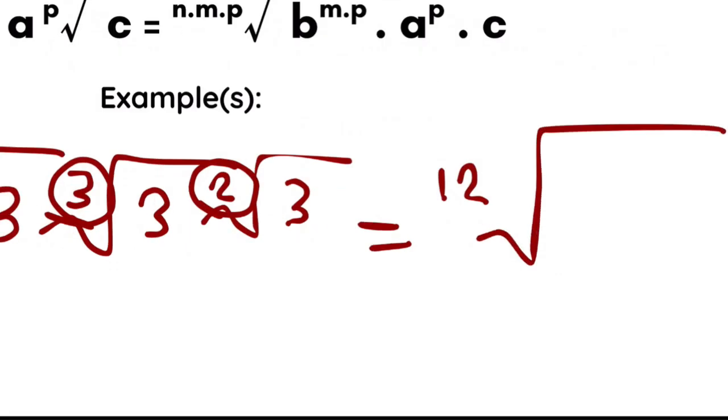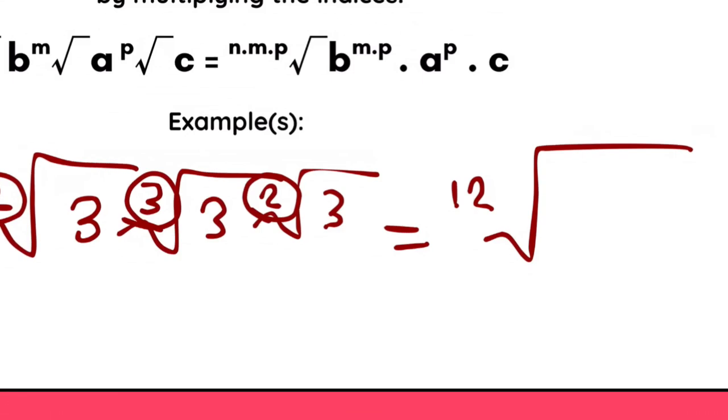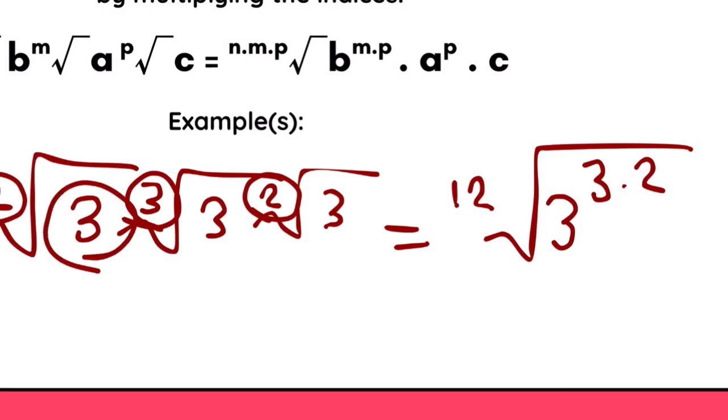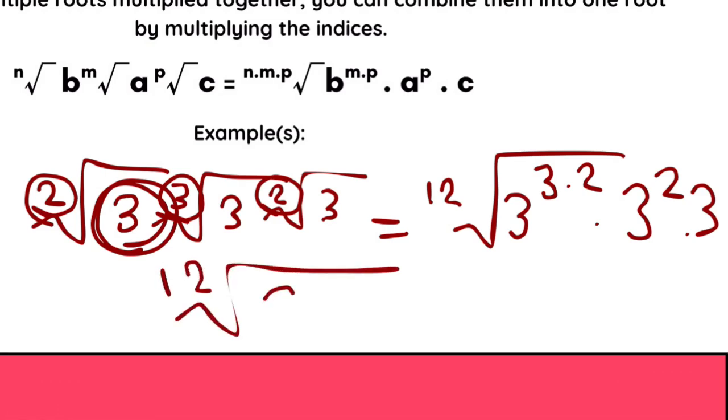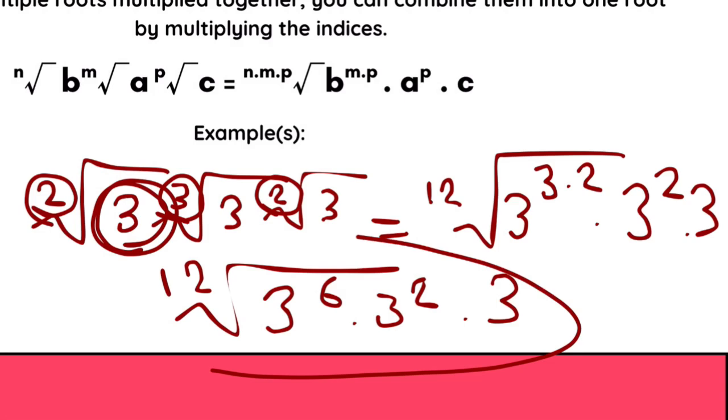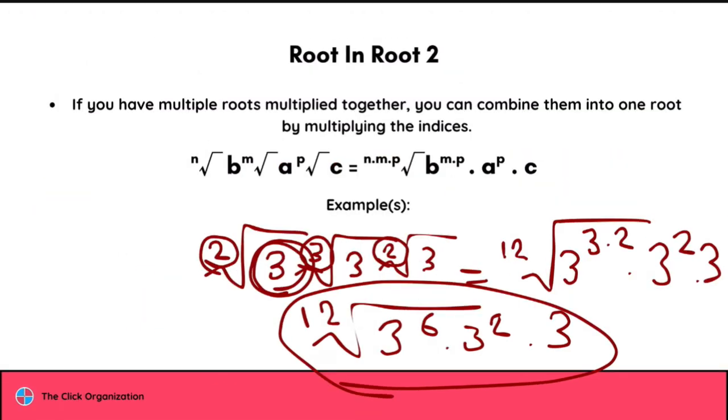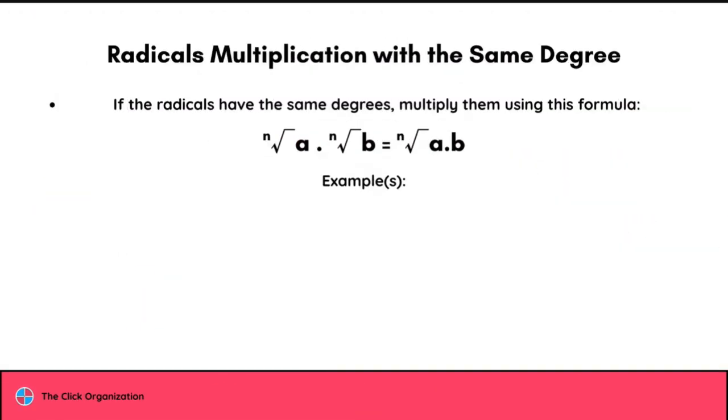And then inside the root, we are going to have 3 to the power of 3 times 2, because 3 and 2 are both the degrees that are in front of the first 3, right? Okay, so 3 to the power of 3 times 2 times 3 to the power of 2 times 3. And the result will be the 12th root of 3 to the power of 6 times 3 to the power of 2 times 3. And you can simplify this as well. Okay, this was the 7th rule, the long one. Let's go for the 8th rule.